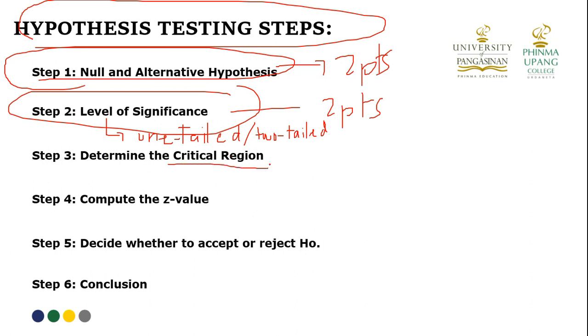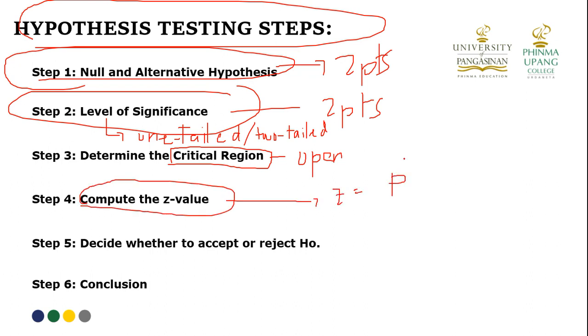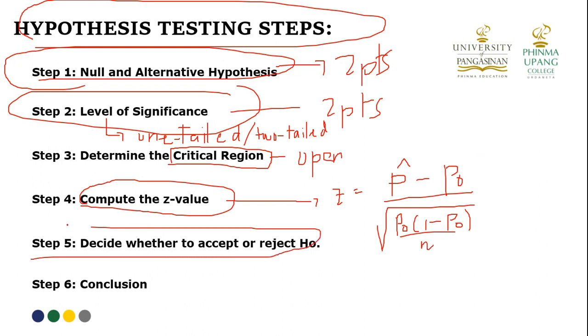In determining the critical region, we're going to open naman yung table natin. Kung ano yung in-open namin nung last, kung ano yung sinulat ng mga teachers, proctor sa harap, sa board mismo, yun po yung gagamitin natin na critical region or the critical value here in proportions. In computing the Z value, again, the formula is Z is equal to P hat minus P sub naught, all over the square root of P sub naught quantity of 1 minus P sub naught, all over N, and that is our formula. And here, 2 points, 2 points, 2 points, 2 points hanggang sa step 5.